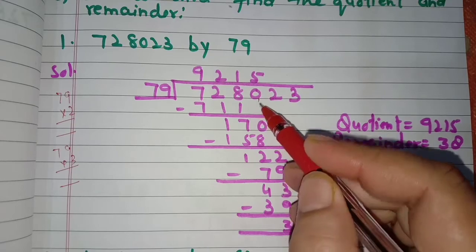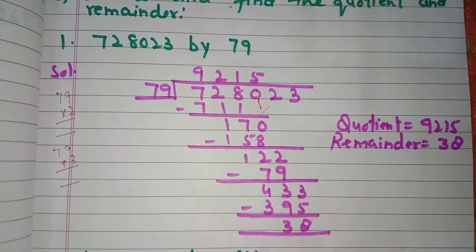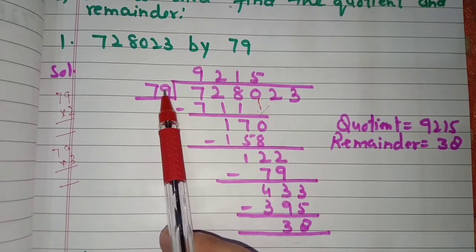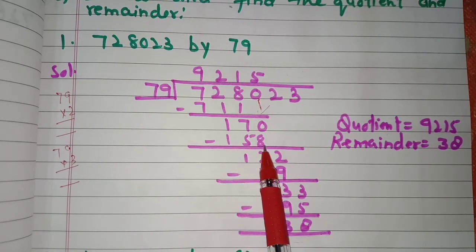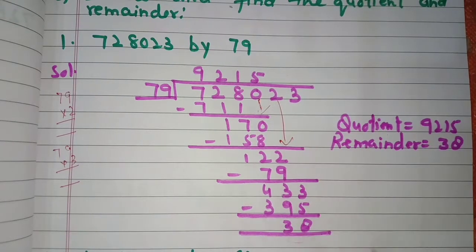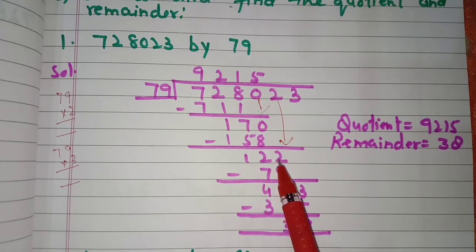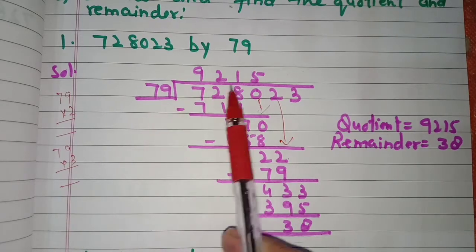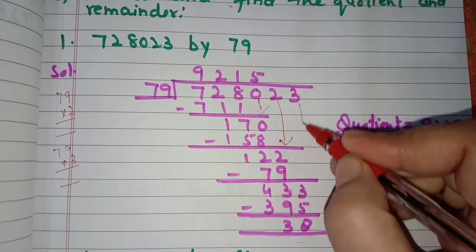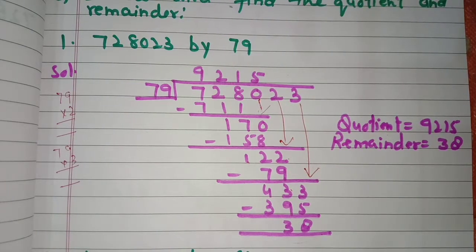Now you will bring down this next digit 0 here, and the new dividend is 170. Now 79 twos are 158. After subtraction you will get 12, and then you will bring down this 2 here. Now it is 122. This is the new dividend. Now 79 ones are 79. After subtraction you will get 43, and then you will bring down this digit 3 here. Now the dividend is 433.